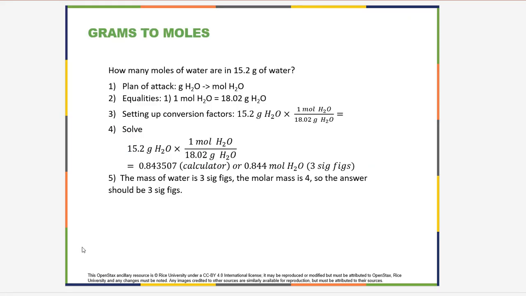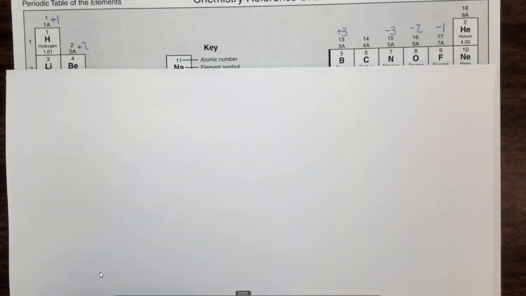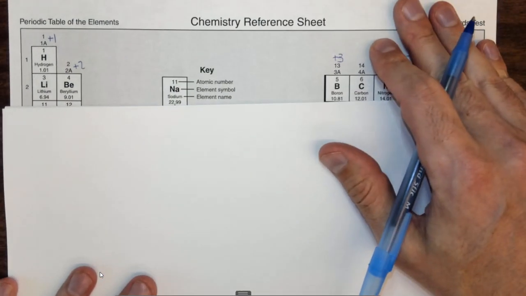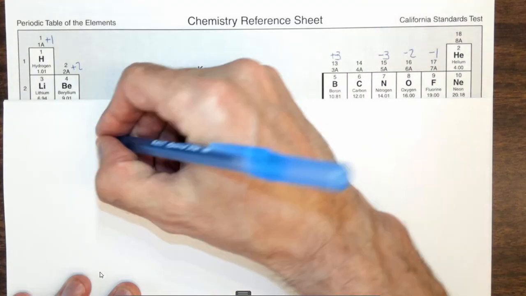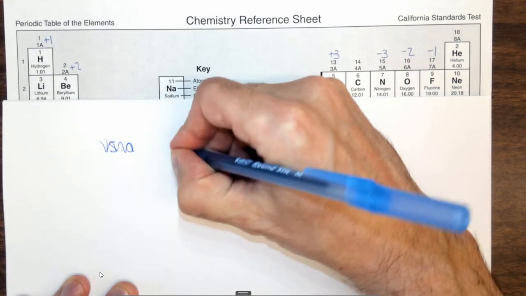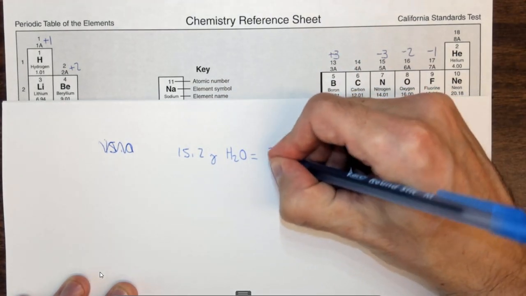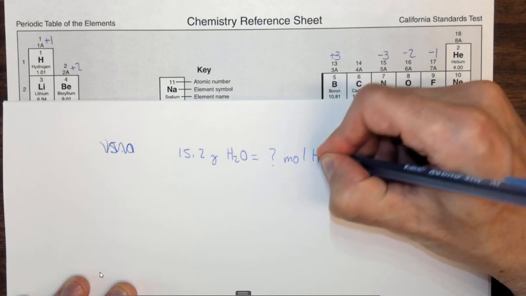Now going back to the lecture slides for a minute, I want to look at a few questions, some of which are here and some of which are other places. So we may not have 1 mole of water or 18.02 grams of water. We may have a different amount of water. So let's look at a case where we have 15.2 grams of water. And we want to know how many moles of water is that.